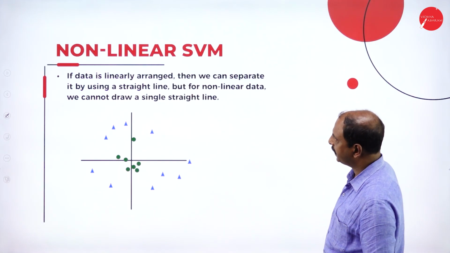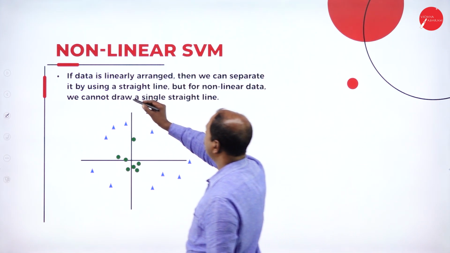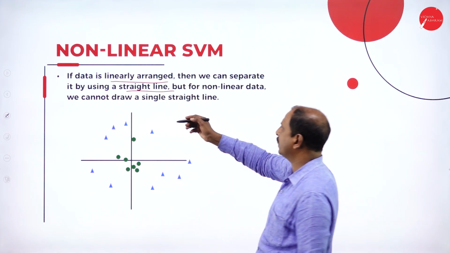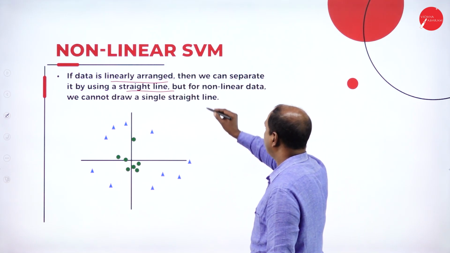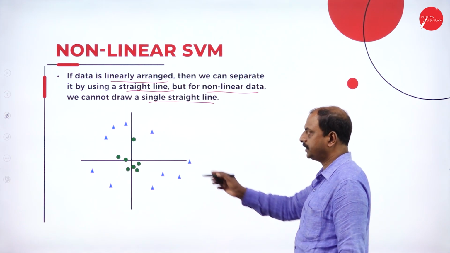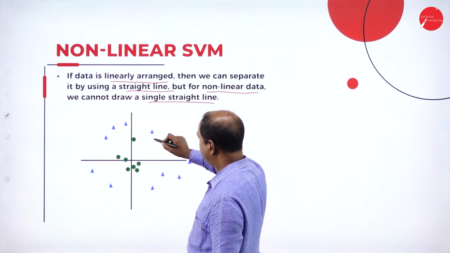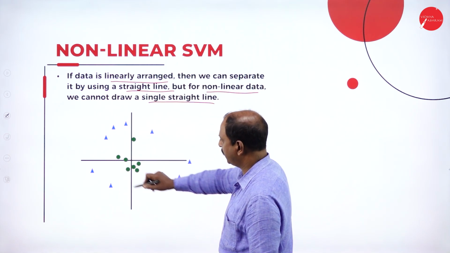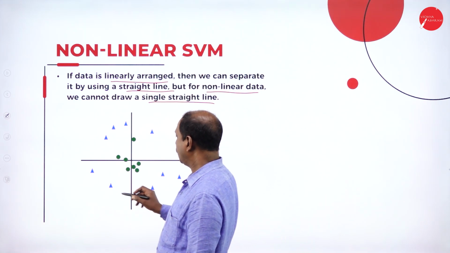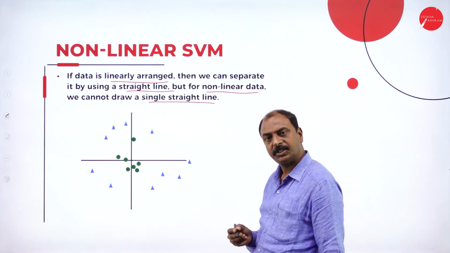In the next slide, let us see what is non-linear SVM. Here, if data is linearly arranged, then we can separate it by using a straight line, as you have seen in the previous slide. But for non-linear data, we cannot draw a single straight line. Look at this example now. Here there are blue data points and green data points. How can we separate this into two? It is very difficult to separate two data sets by using a single or multiple straight lines.